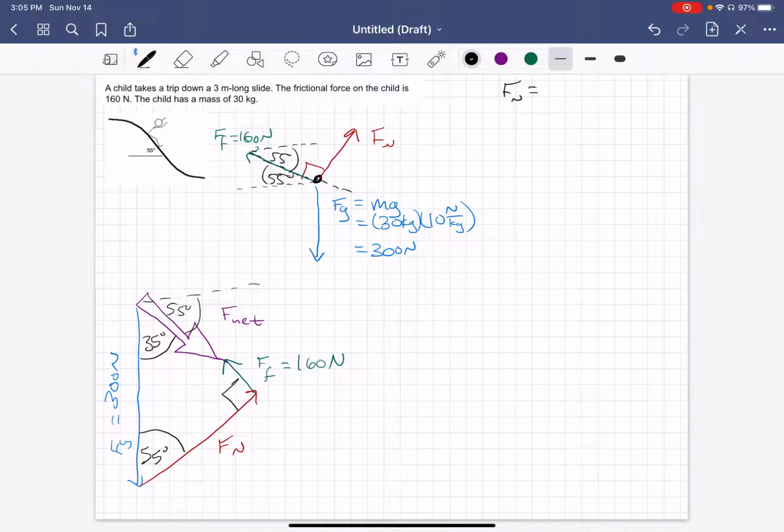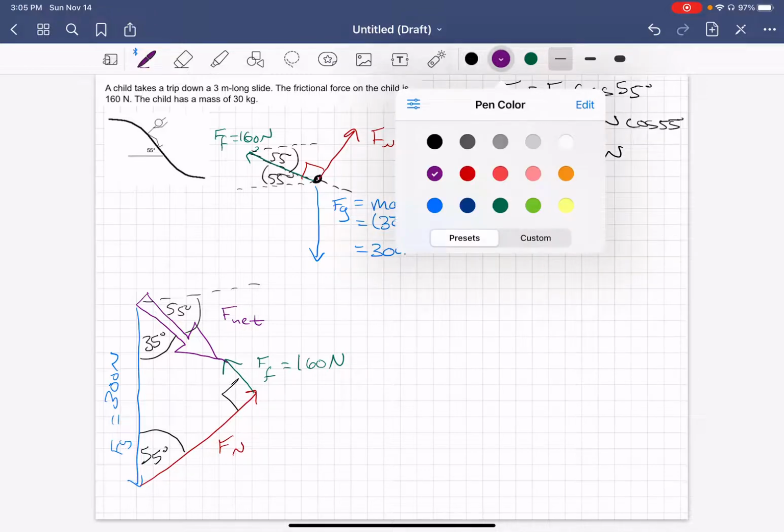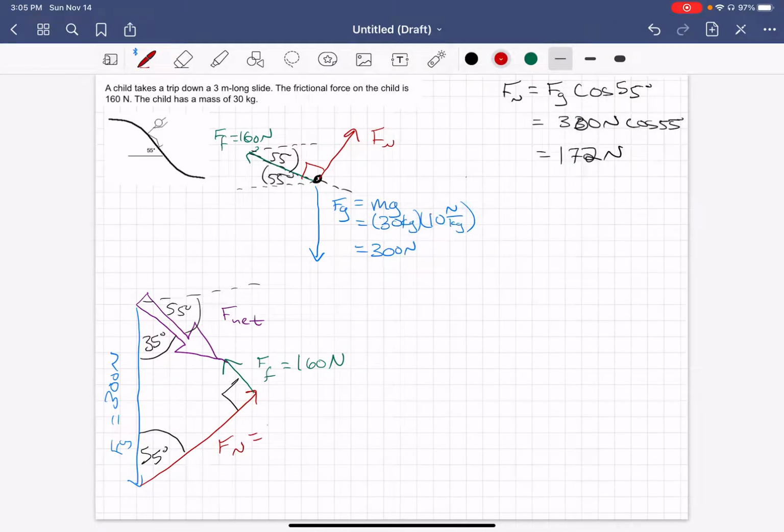I'll go ahead and start with the normal force. I'm going to use this 55-degree angle, though I could use either. That normal force is adjacent to the 55-degree angle, which means that it must be equal to Fg times the cosine of 55 degrees. So if I do 300 newtons times the cosine of 55 degrees, when I put that into my calculator, I get 172 newtons. So that must be my normal force. And I like to go ahead and add those numbers to my vector addition diagram as I figure them out.